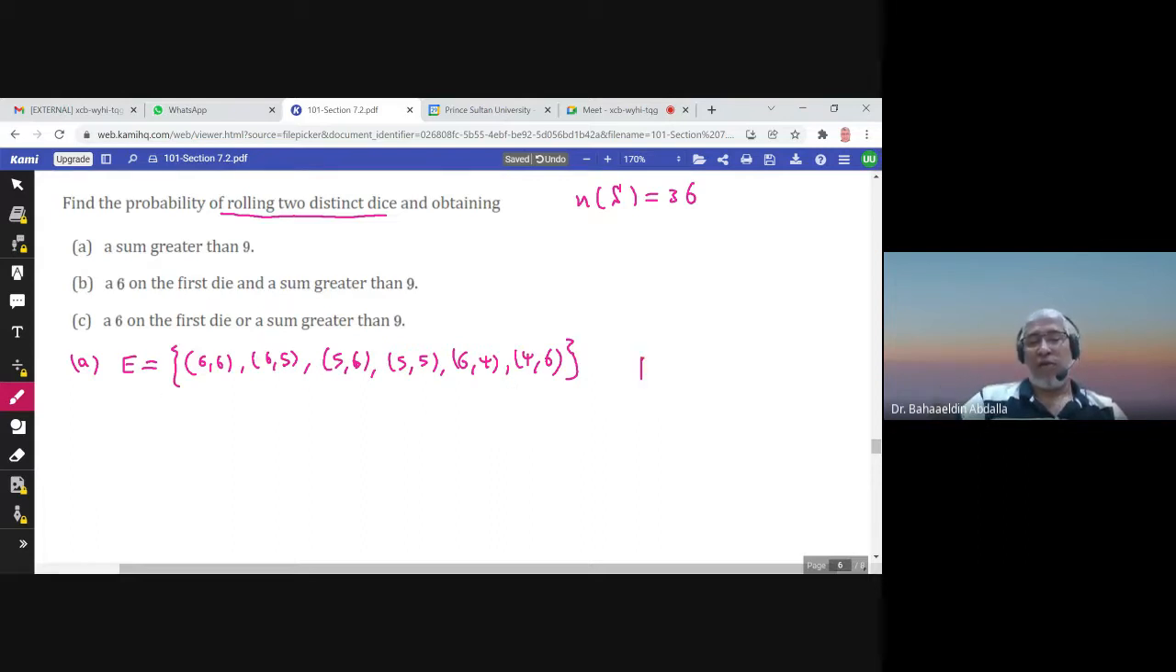So probability of E would be 6 over 36. I can answer the question like this. The probability would be the sum of all probabilities, if you like, of the events. Okay, B, 6 on the first die and a sum is greater than 9. And so we need the sum to be greater than 9. And these are all the possible cases, 9 possibilities.